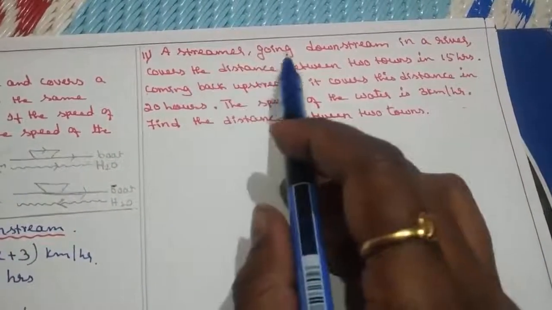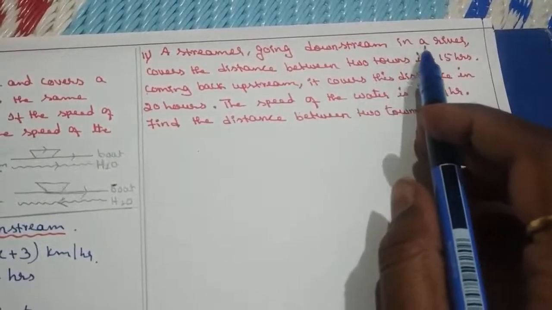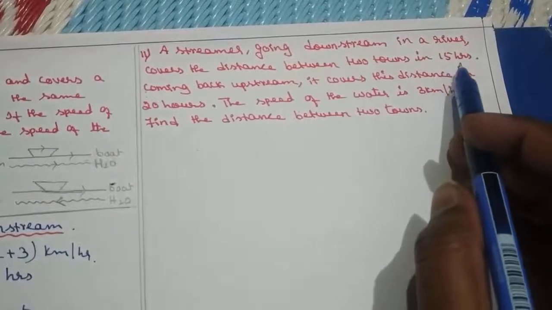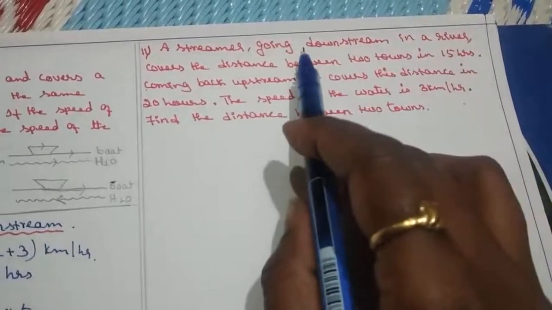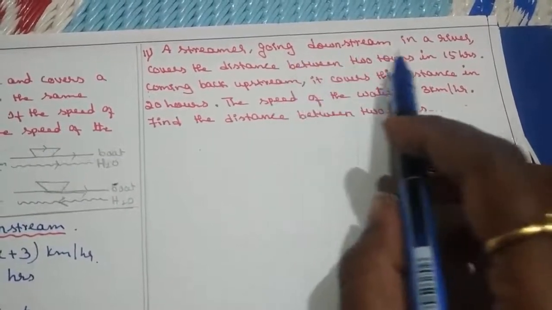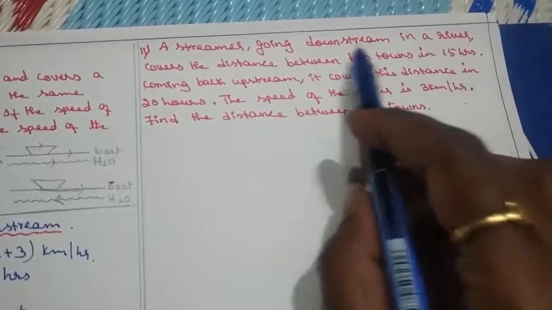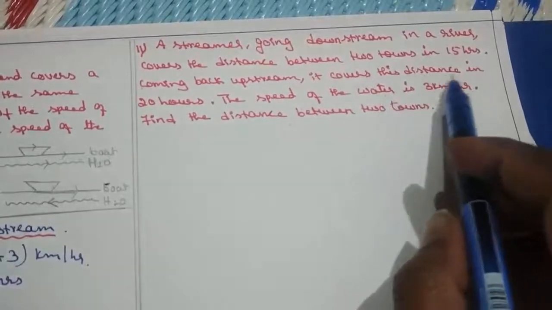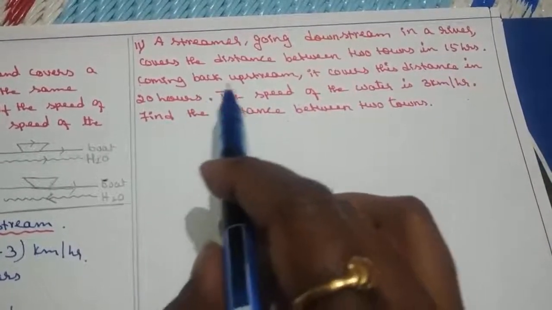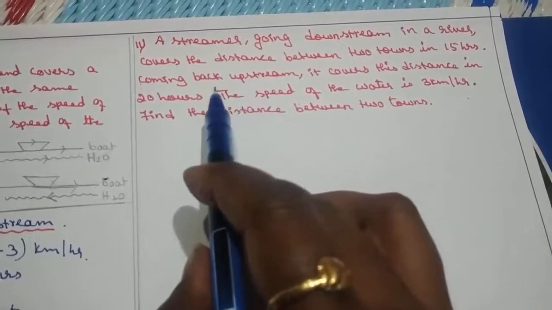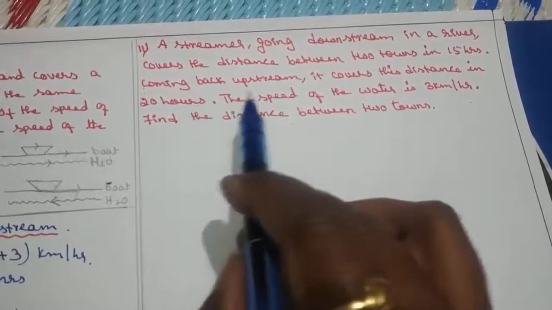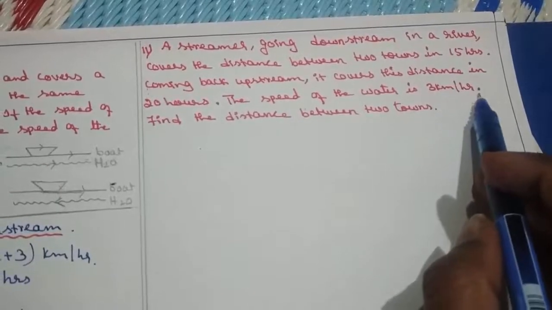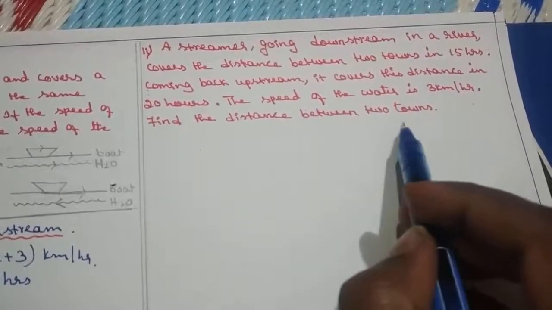A steamer going downstream in a river covers the distance between two towns in 15 hours. Means the time taken by the steamer to cover the distance is 15 hours, that too downstream. Coming back upstream, it covers this distance in 20 hours. So the time taken by the steamer upstream is 20 hours. The speed of water is 3 km per hour. Then find the distance between two towns.